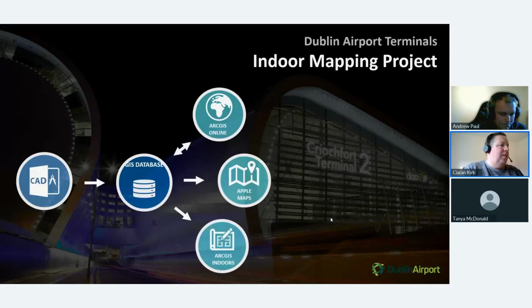One example of this is Dublin Airport. Dublin Airport have done an indoor mapping project. They took their CAD data, pushed it out into GIS data using a database, using FME, and then were able to produce maps in ArcGIS Online, ArcGIS Indoors, and Apple Maps. So actually being able to provide these full indoor mapping systems.